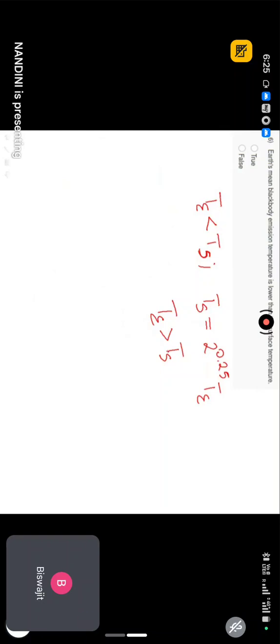Yeah, it is 1.18. Greater than 1. Yeah. So T is coming to be greater than TS. So this is false.